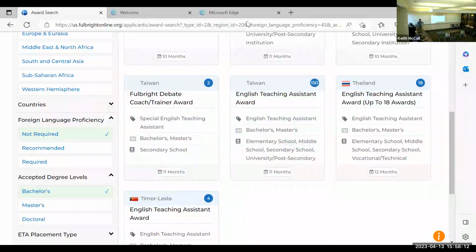Okay, so we're now coming up to 4 o'clock. Any final questions? Anything else anybody wants to know about the website or anything to do with how we do the application process here at FSU? Anybody on Zoom have any questions?